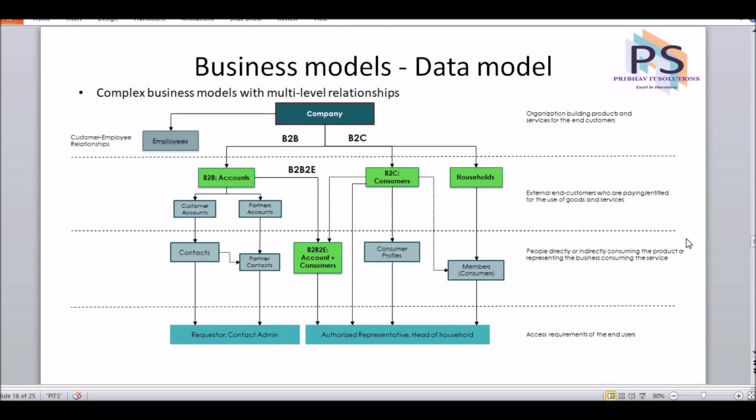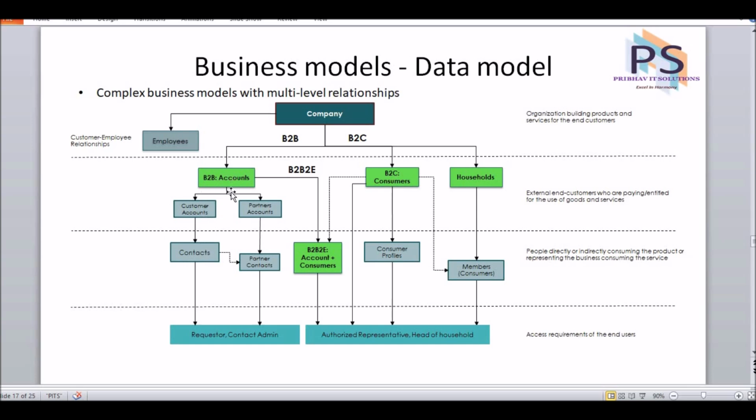Let's go further and understand more about these models, B2B and B2C. So B2B is when a company is selling the product to the account, that is called B2B here. This account can have further customer accounts and further partner accounts. They can have further contacts and partner contacts. So to sell their product, they might have further accounts utilizing it. They might also be selling it further, right? And those people might be selling to others.